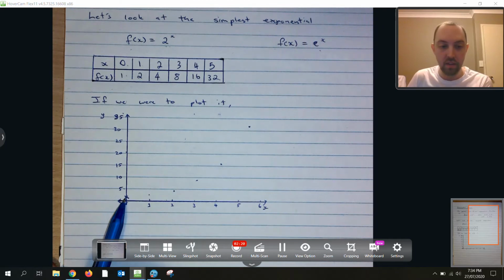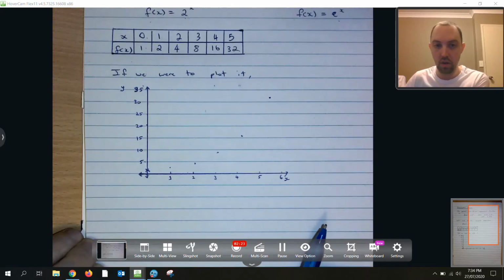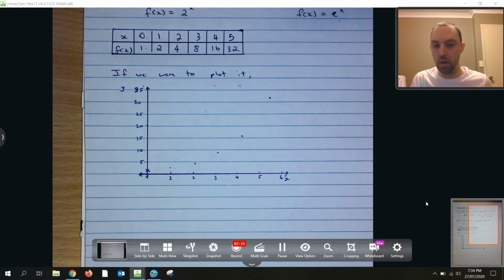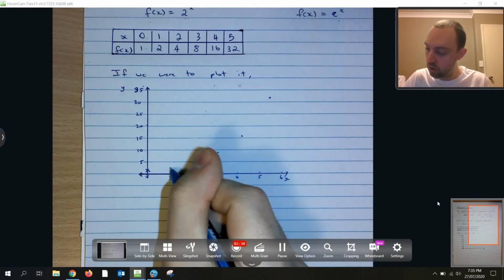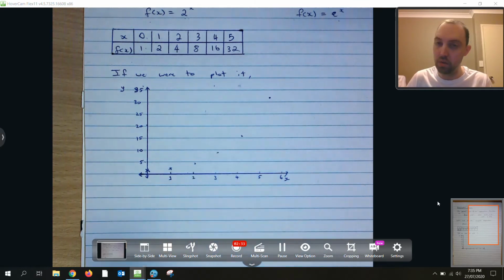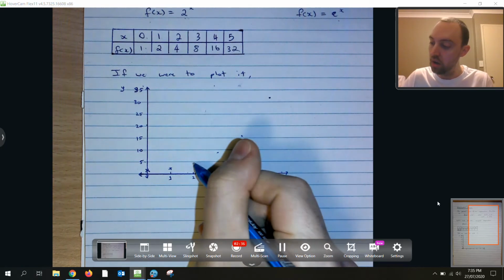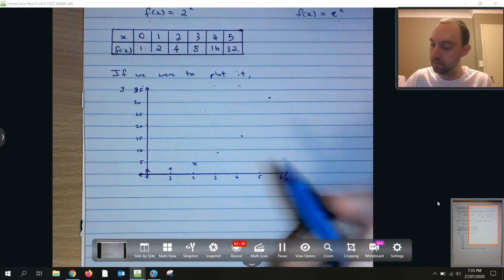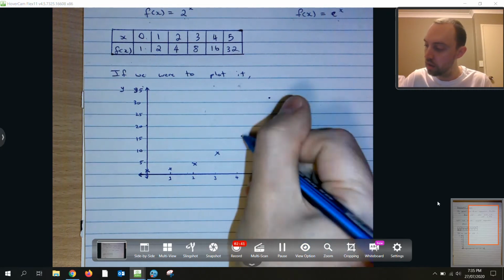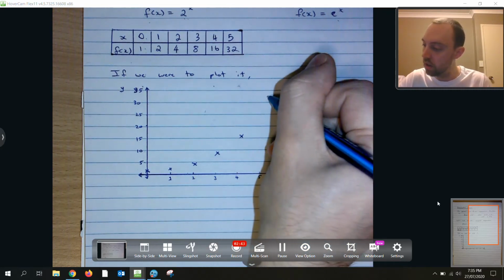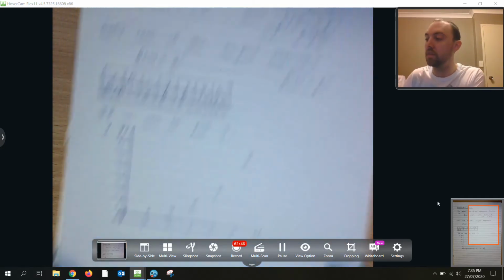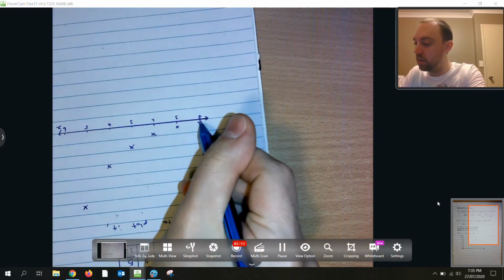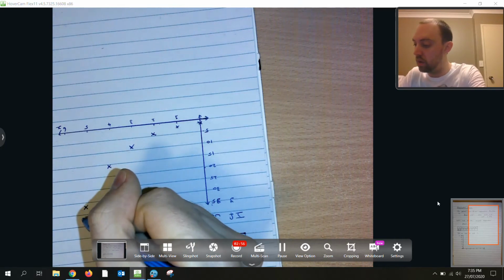Let's take a quick look at the simple graph here. At 0, it should be 1. At 1, it should be 2. Not going to be perfect, I'll show you again electronically. 4, 8, 16, and 32. And a smooth curve needs to go between those. Don't ruler lines between each of them.